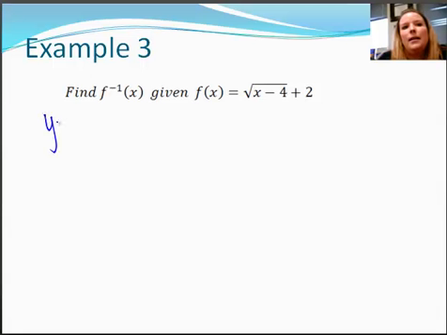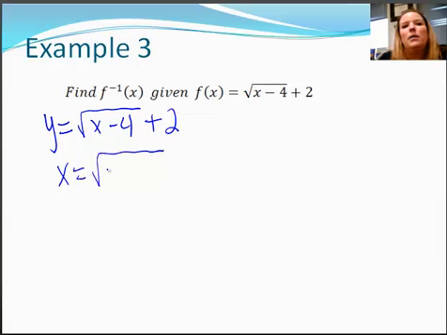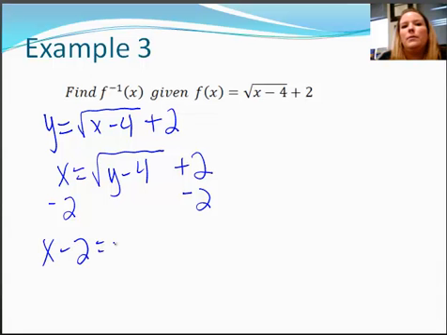So first thing, same thing, I'm going to say y is equal to the square root of x minus 4 plus 2. Always move this, or rather, switch your x and y first. So I get x equals the square root of y minus 4 plus 2. Now make sure you're writing your plus 2 on the outside, because you're going to move that first. It's the standalone number. So I've got x minus 2 is equal to the square root of y minus 4.